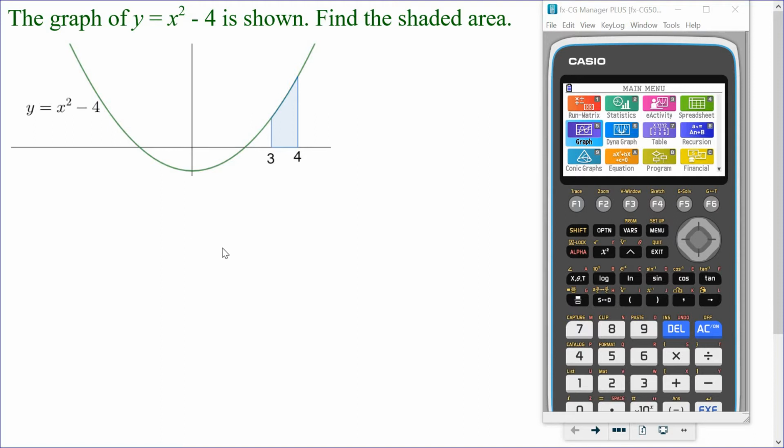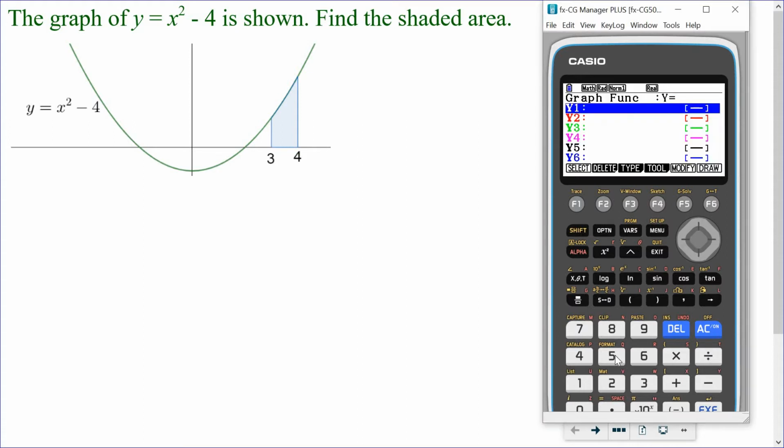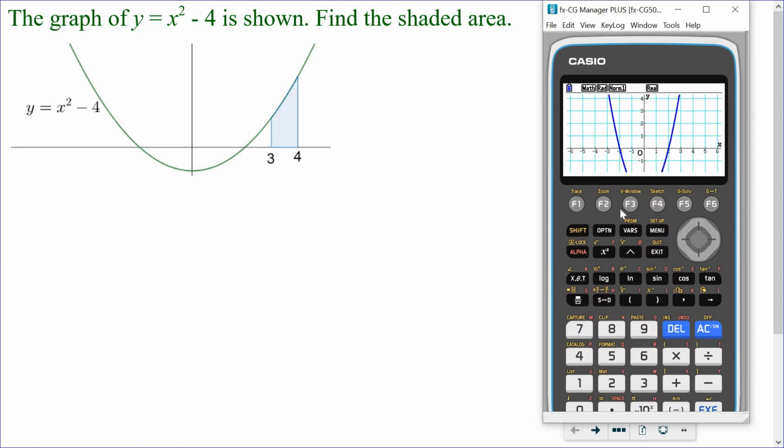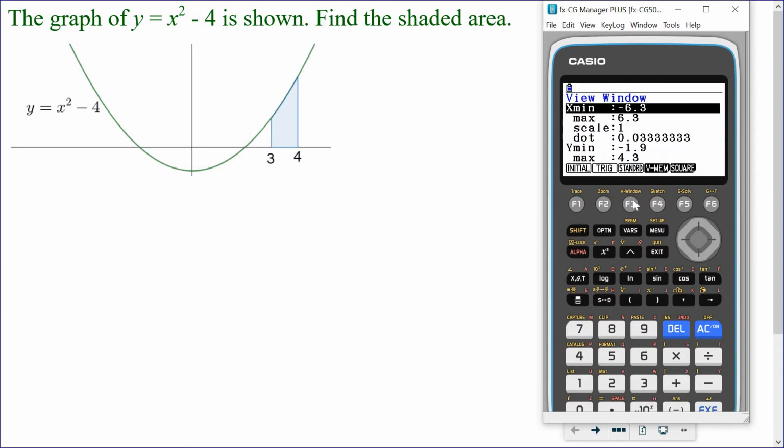So on the calculator, you go to graph mode, and then type in your equation, and draw the graph. Okay, I'm going to adjust those axes so that it's easier to see the curve.